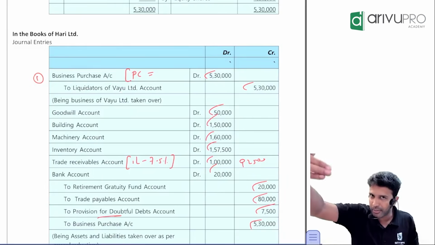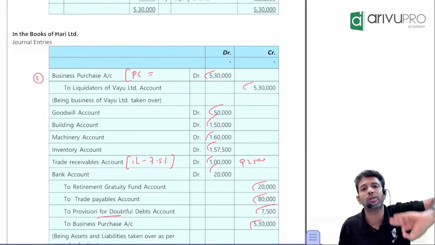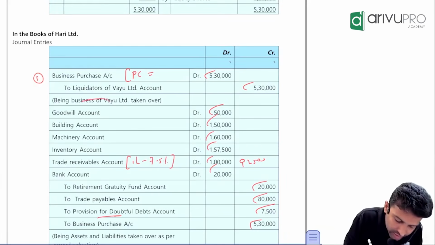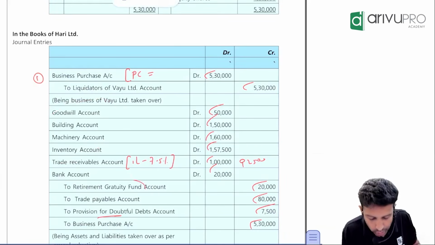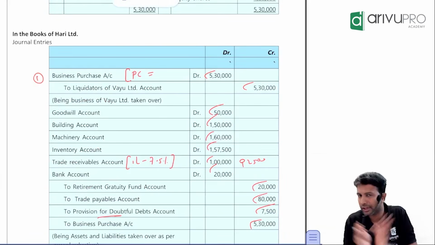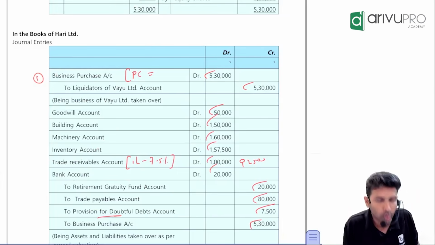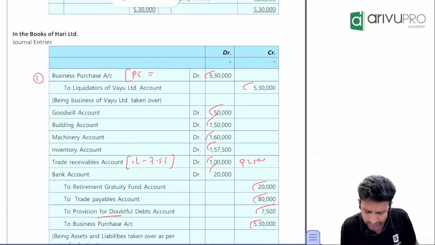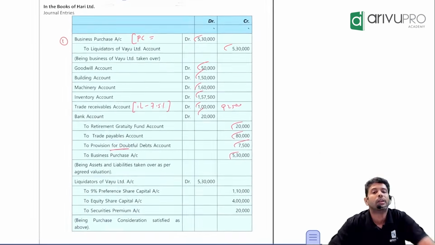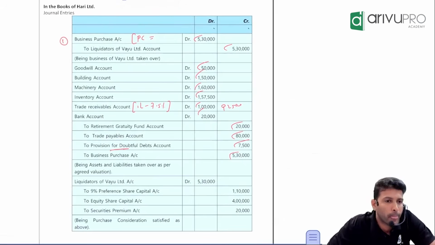When you purchase a business, you will get assets as well as you will get liability. All the assets will come in with the debit balance. All the liabilities will come in with credit balance. Business purchase is a routing account. So hence, we cancel that by crediting it. So far, any questions?